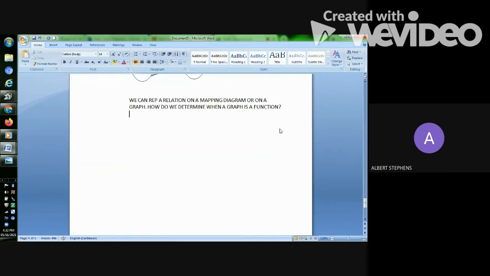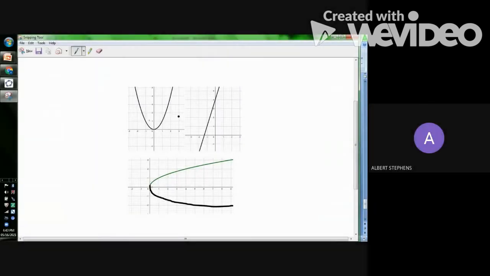All right, so now how do we determine if this graph is a function or not? It's very simple. All you need to do is to draw a vertical line coming down with a ruler, of course.